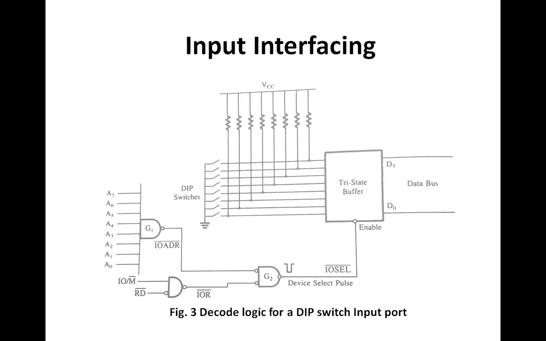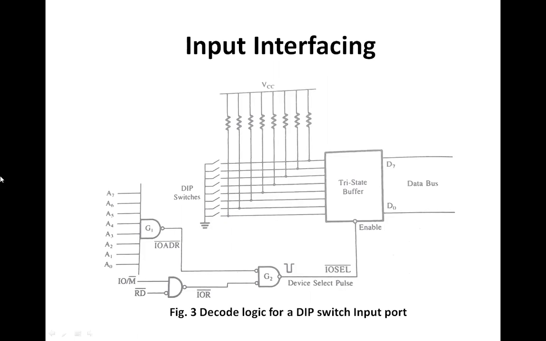Now, how it is being done: since we have to do the reading process, we have generated the control signal input output read. But if it is an output device, then in that case we have to use the input output write signal. So two devices can be connected together, as an input device and an output device.